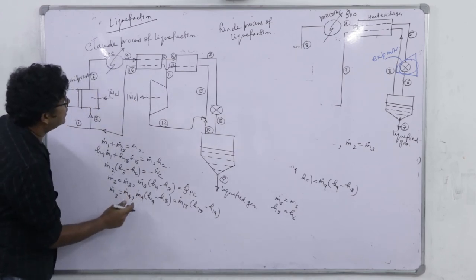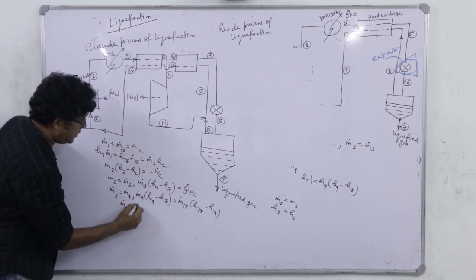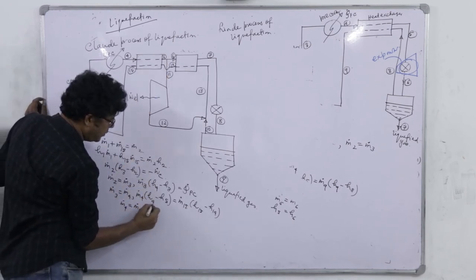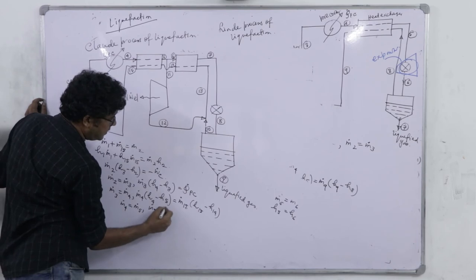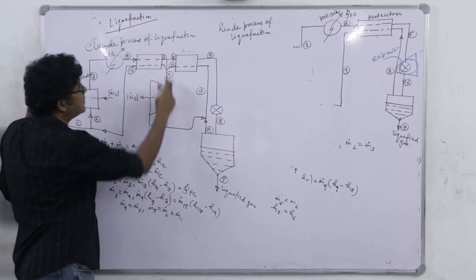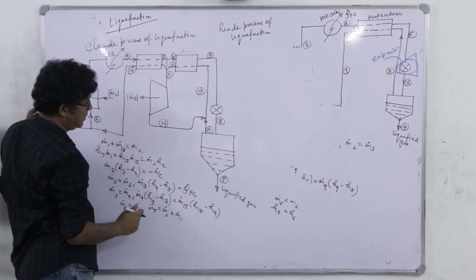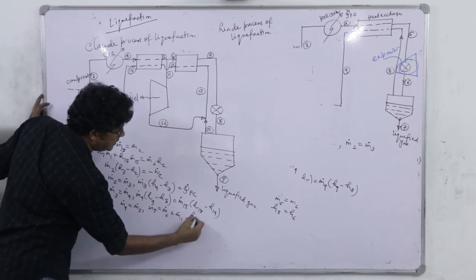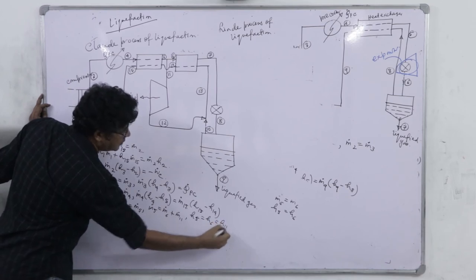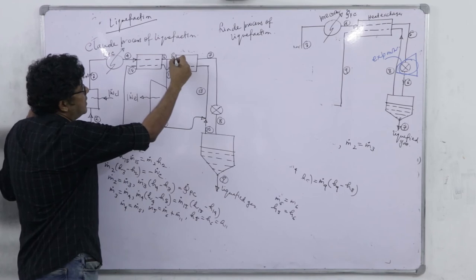So, m dot 4 is equal to m dot 5 here, and m dot 5 is equal to m dot 6 plus m dot 11, right? 6 and 11, but the conditions remain same, okay? Like we can write H5 is equal to H6 is equal to H11. That's an additional equation.